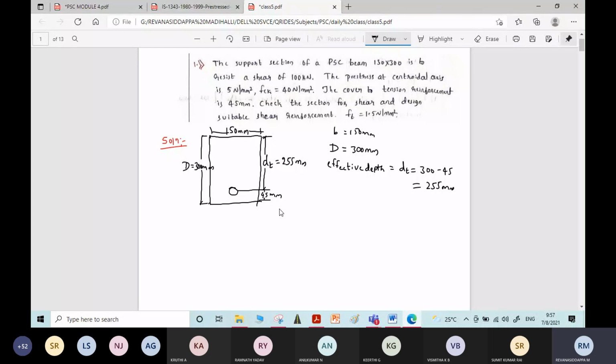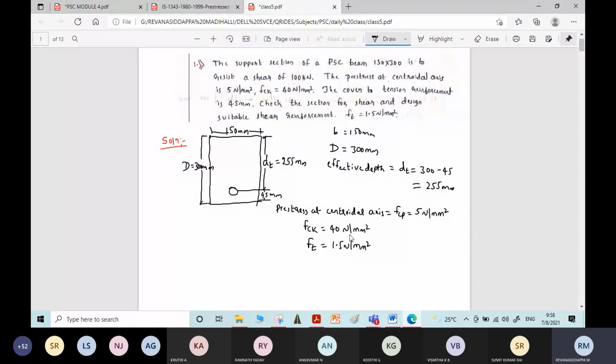That is the pre-stress at the centroidal axis, FCP, equal to 5 Newton per mm square. Then FCK is given as 40 Newton per mm square. FT, the tension stress, is given as 1.5 Newton per mm square.